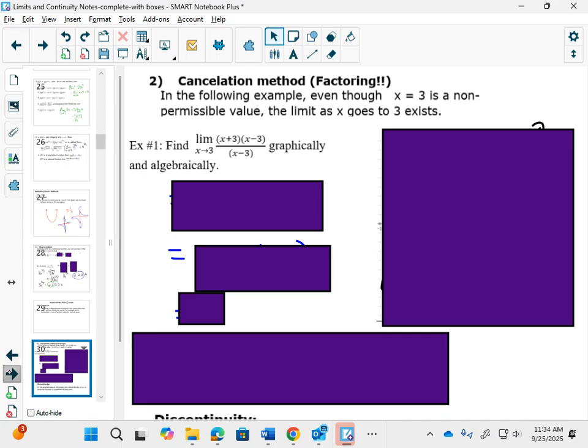So here, you try to plug in 3. What's the bottom equal to? 0. What's the top equal to? 0. Okay? This is the indeterminate form.